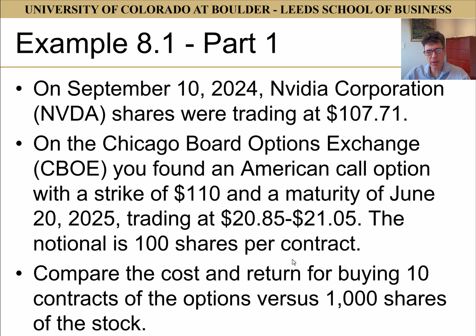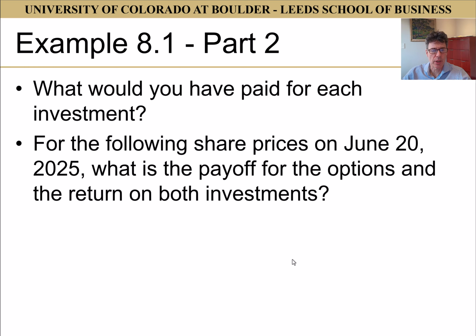And we want to compare the cost and return for buying 10 contracts of the options versus 1,000 shares of the stock. So again, 10 contracts, that's 1,000 options. We want to know what we would pay for each investment. And for the following share prices on June 20th, 2025, we want to know the payoff of the options and the return for both investments. And our prices are 105, 125, and 145.